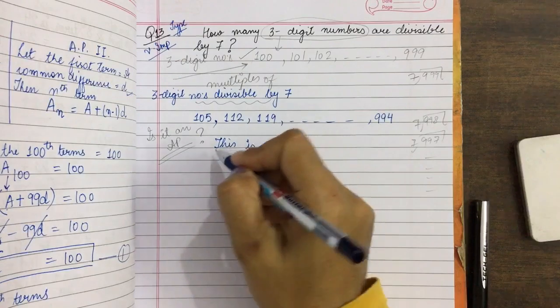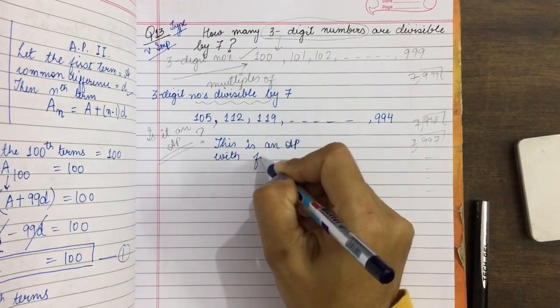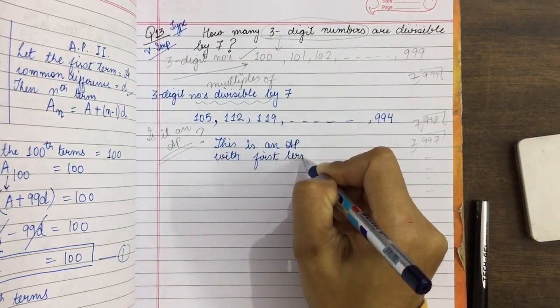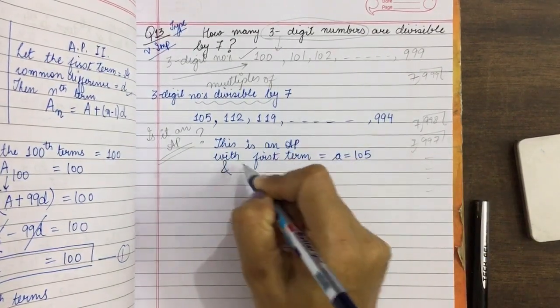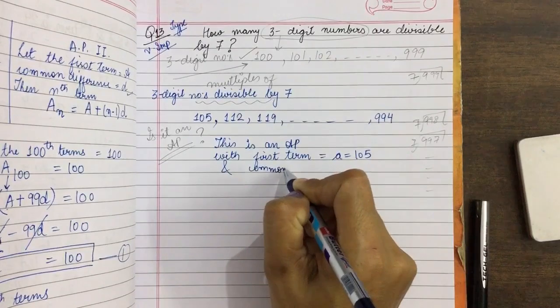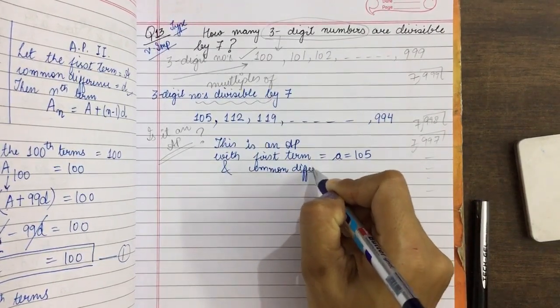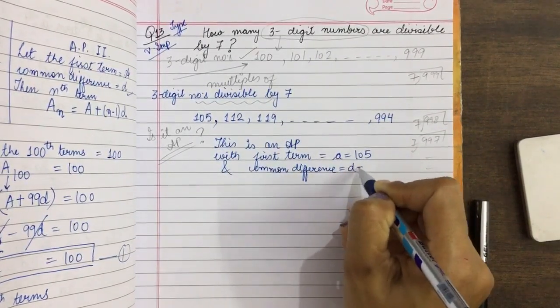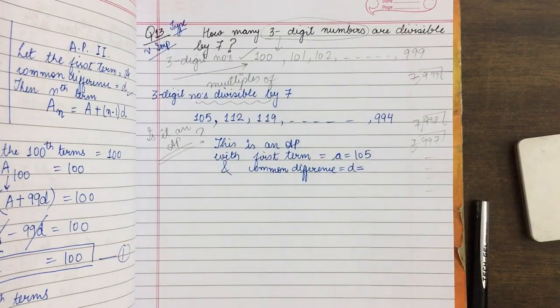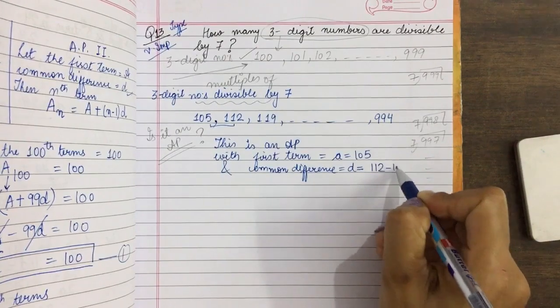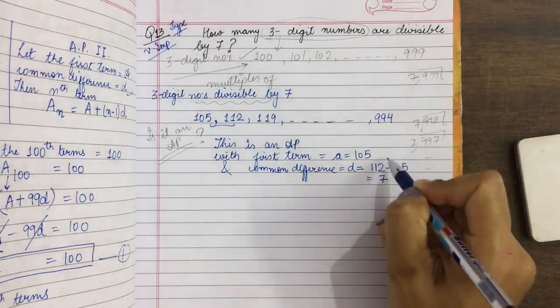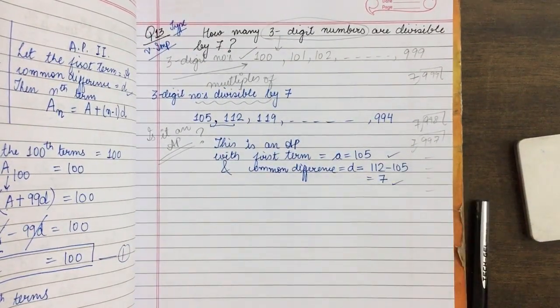And when we have an AP, we want to write down the first term and the common difference. The first term here is 105, and the common difference is represented by D. Take any two consecutive terms and subtract them. I'm taking the first and the second one. 112 minus 105 is 7. So we have the first term, and we have the common difference.